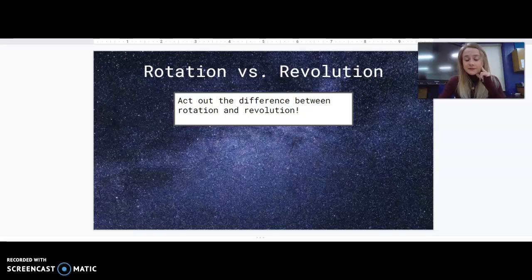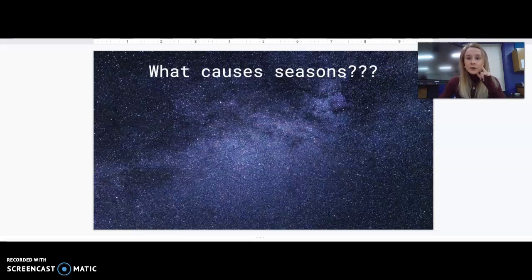In class, we're going to act out the difference between rotation and revolution. And then we're going to move on to our second essential question for the day. So we know now why Earth has day and night, why Earth has days, and why Earth has years. Now we have to talk about why Earth has seasons.